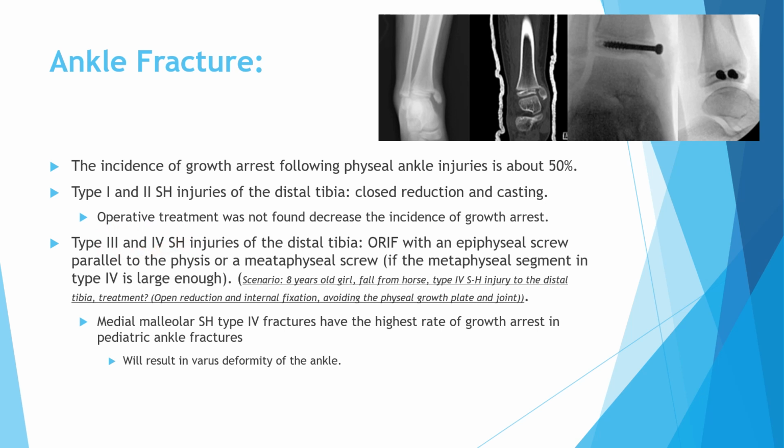In type 3, you will pass the screw in the epiphysis. You can see here type 3, open reduction was done. 2 screws were introduced into the epiphysis parallel to the physis. If it's type 4 and there is adequate metaphysis, you can use that part. Type 4 medial side has the highest incidence of growth arrest, and when growth stops from the medial side, it will result in varus deformity.